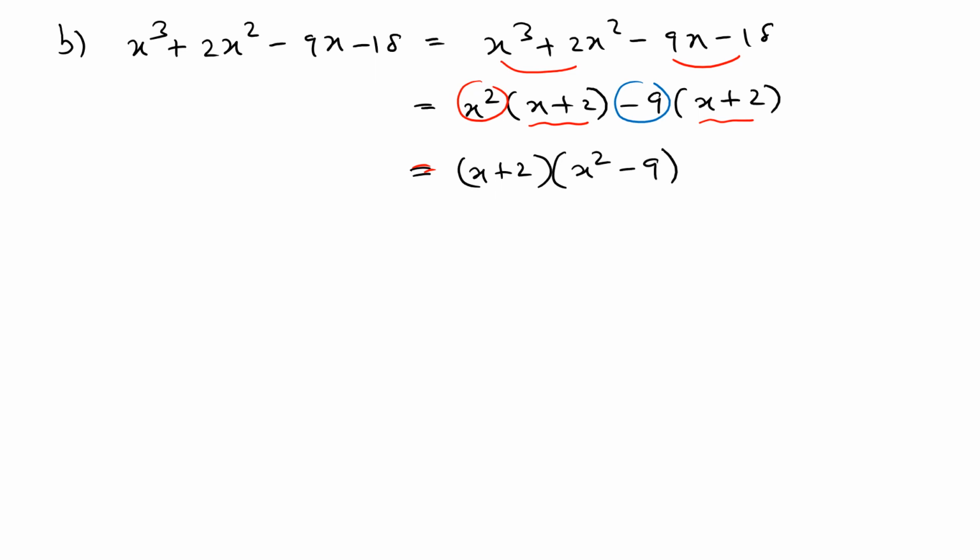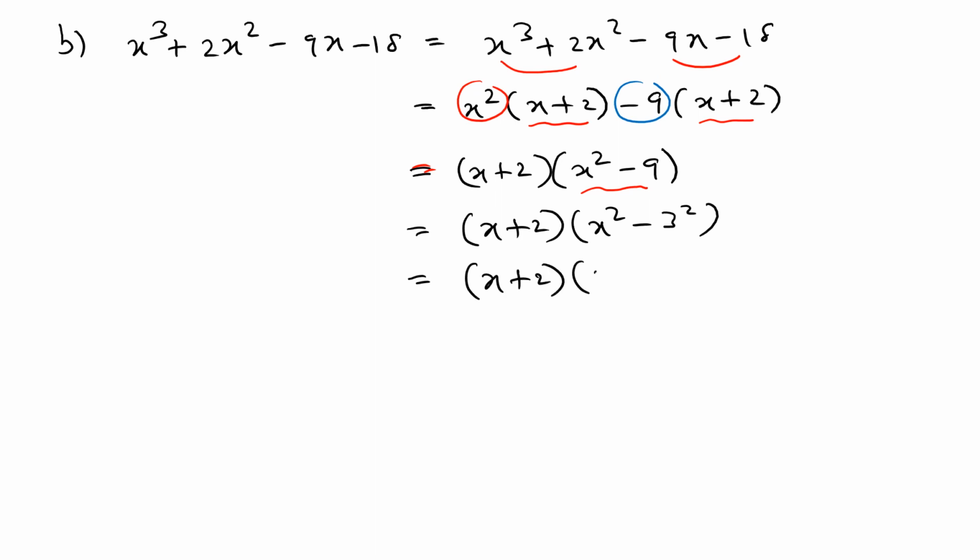So since there's a minus sign here, you can actually use the difference of squares to continue further. So that means we can write this one as x plus 2, and you can write this one as x squared minus 3 squared. So that means there are more factors now. So we can write this one as x plus 2, x minus 3, and x plus 3. So that's the complete factorization for this. This is what we call the grouping method. So you can try these problems as exercise.